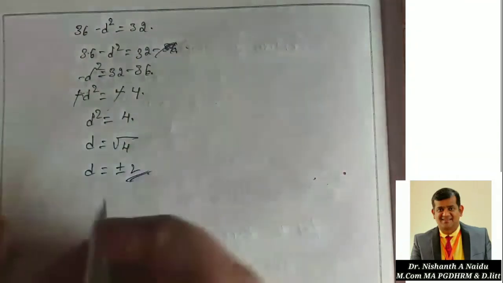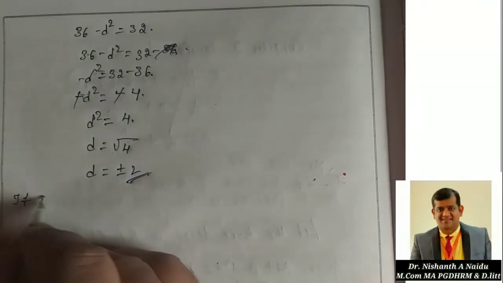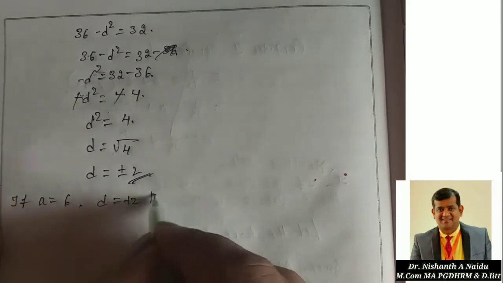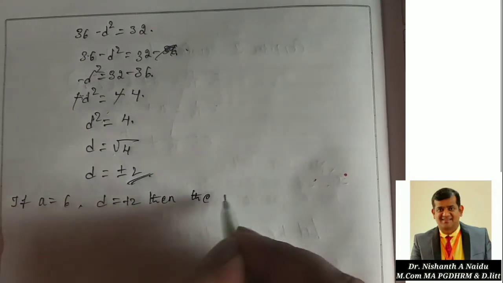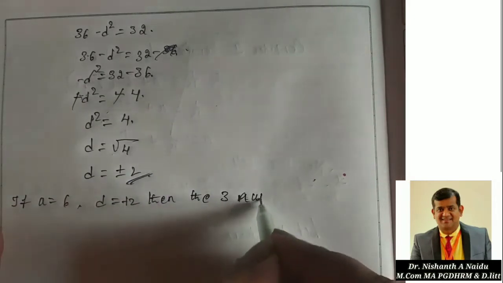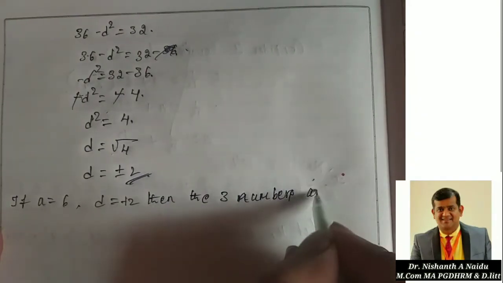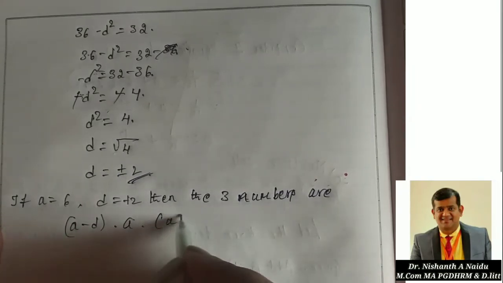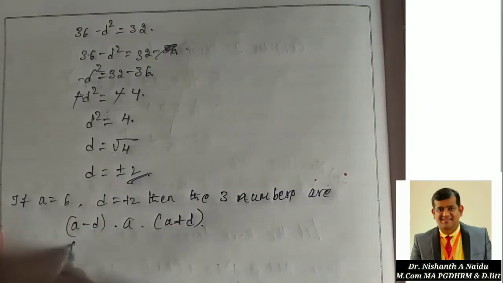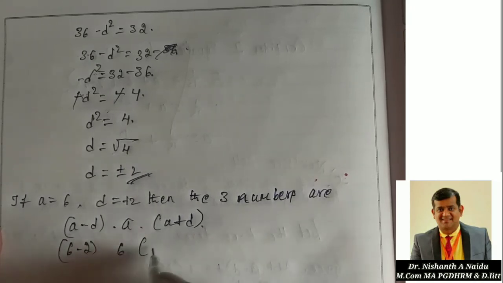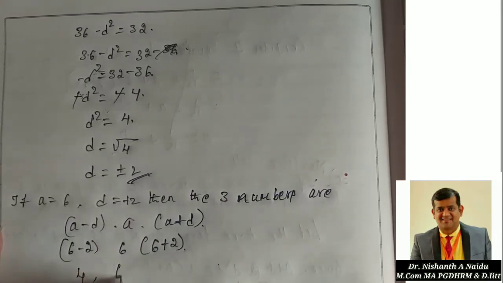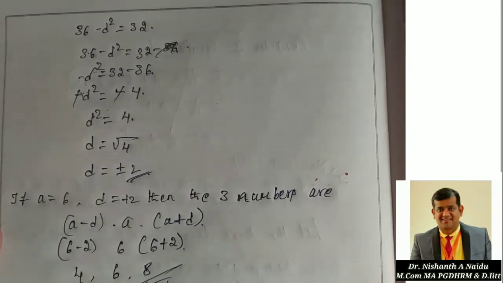So now applying this in the next step, if A equals 6, D equals plus 2, then the three numbers are A minus D, A, A plus D. So that is 6 minus 2, 6, 6 plus 2. So that is 4, 6 and 8.